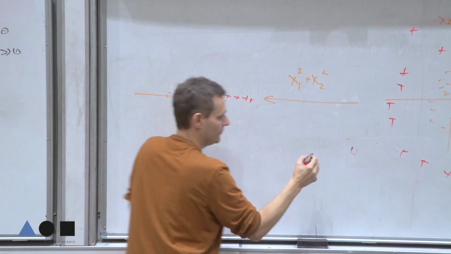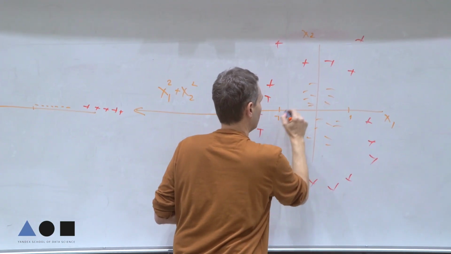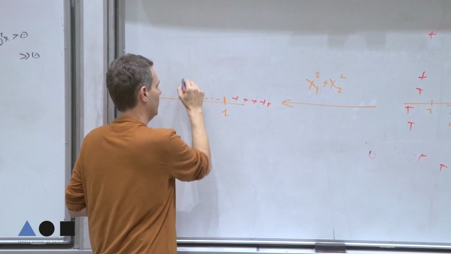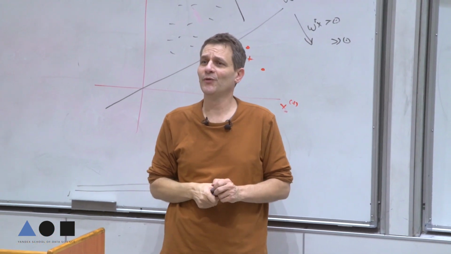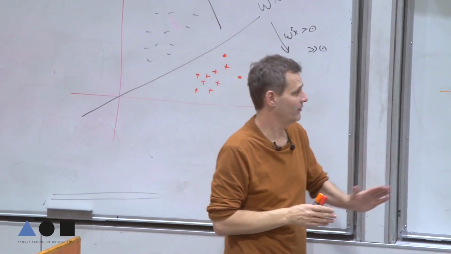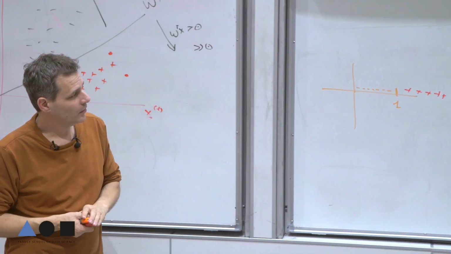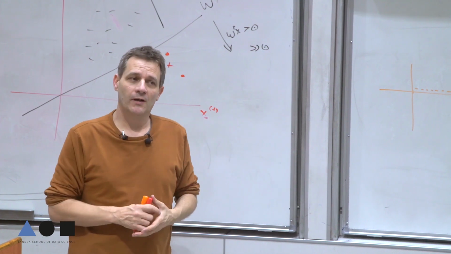And if this is around 1, then there's the boundary. Now this becomes very simple to classify with a linear classifier, just that linear classifier. So sometimes nonlinear transformations can help you.